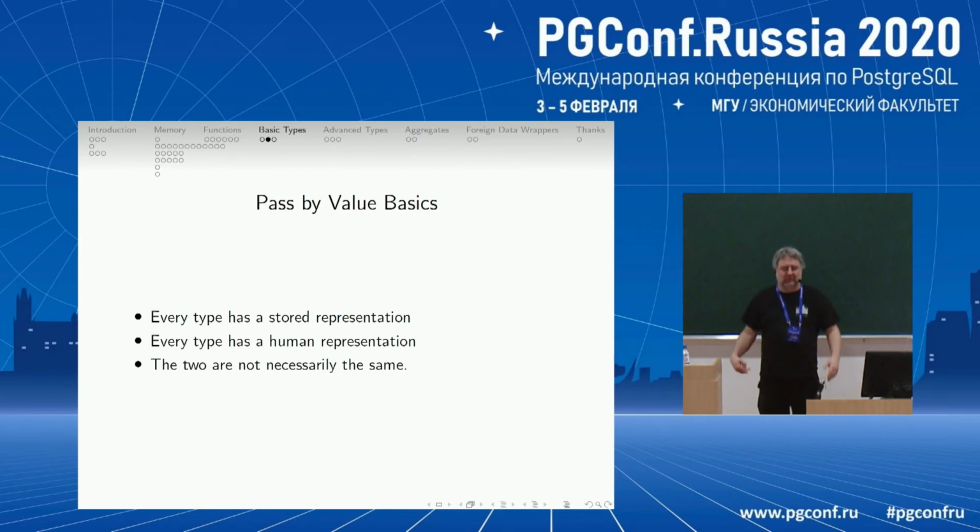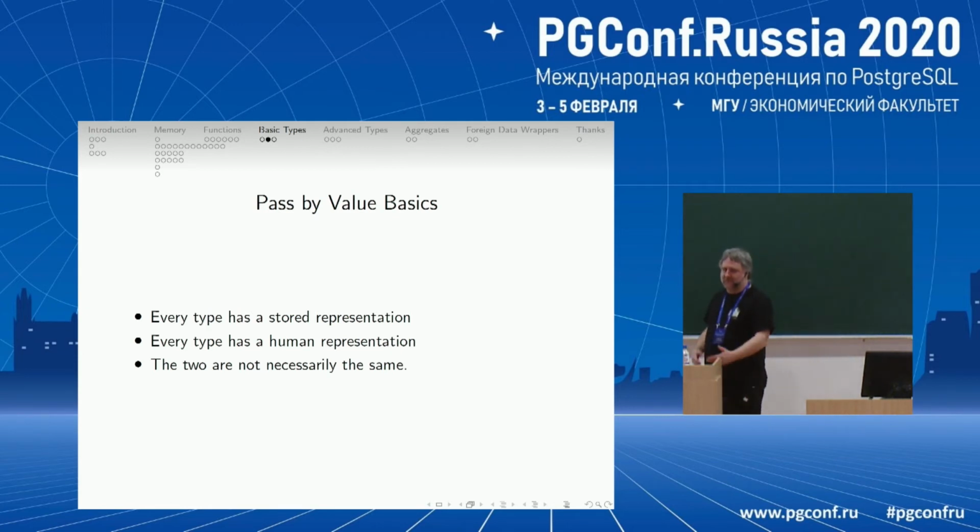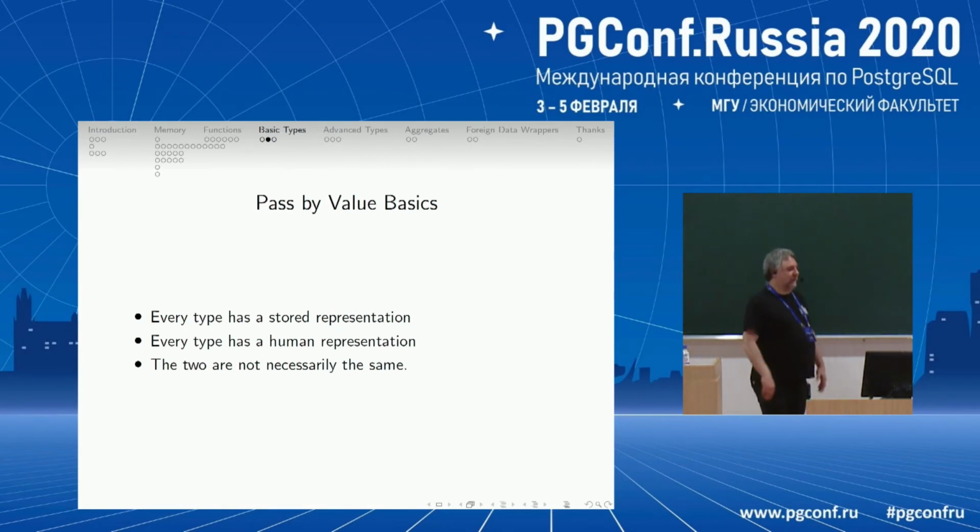So in our basic types, typically a lot of stuff is going to be passed by value. Every type has a stored representation and a human representation, and the two are not necessarily the same. So in the country type that we'll look at in a moment, we have a human representation that's 2 characters, and a stored representation that's 1 byte. And that's a fixed length 1 byte representation. So we could put like 8 of those into the same space that we would use for a 64-bit int.